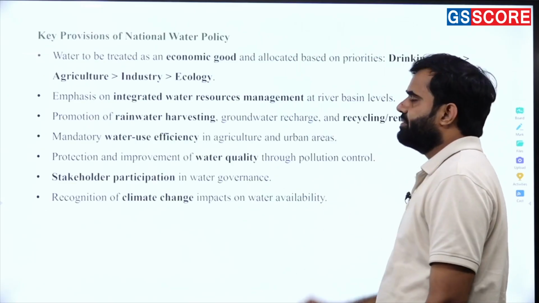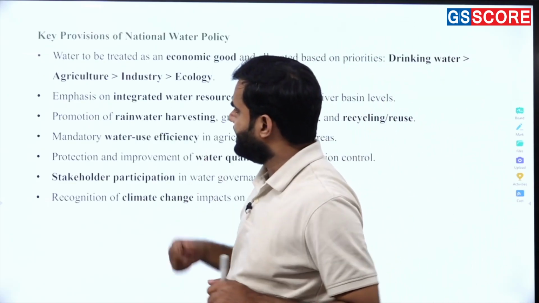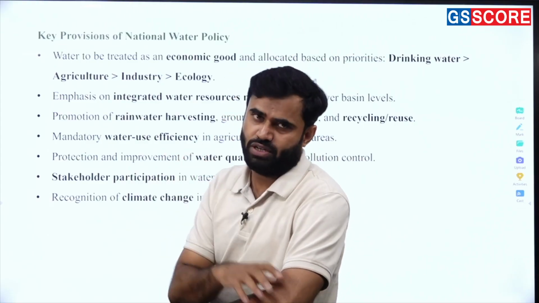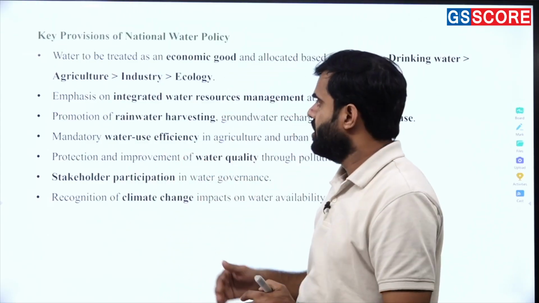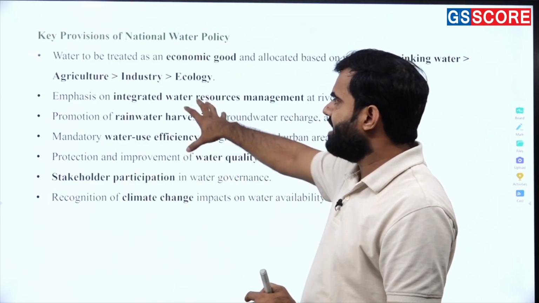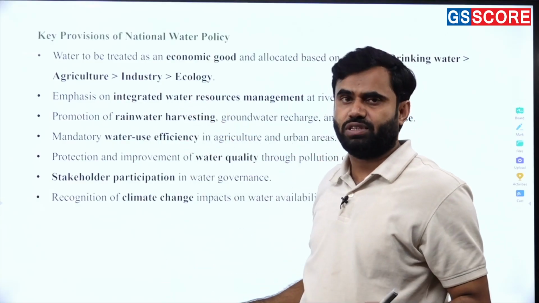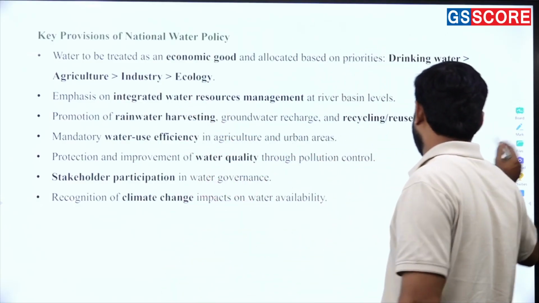Now move toward the main body. You know that key provisions of National Water Policy. What are the key provisions? So you will notice over there, we have selected some important key provisions in National Water Policy.